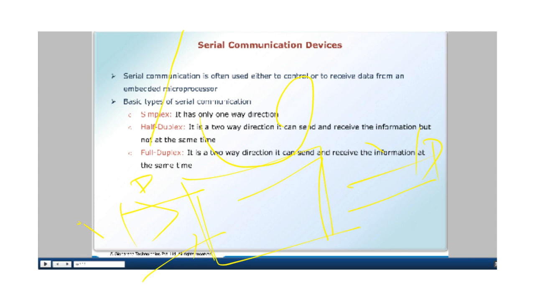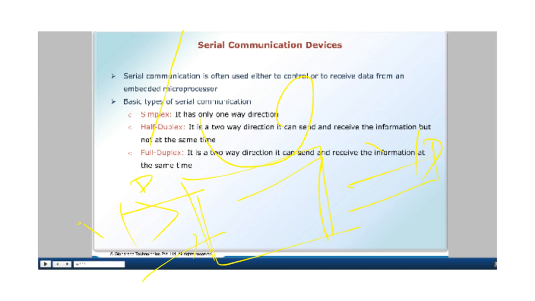Serial communication is often used either to control or to receive data from an embedded microprocessor, like from computers, we can receive or send information. Real-time examples are mails. We are receiving and sending mails to other persons. That means the communication is exchanged between two persons. That is known as serial communication. What are the types of serial communication? The basic types are simplex, half duplex, and full duplex.